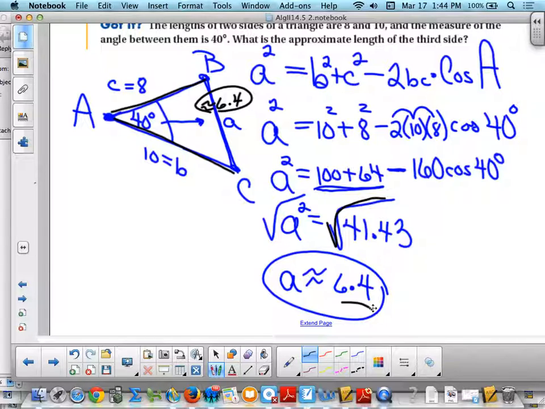Here's what I want to tell you though. You see all this work I did, from there to there to there? I can do that so much quicker. Do you know that your calculator knows to square this, then add them, then subtract this times this? It knows the order of operations. Could you have just punched this in right here? Everybody punch in 100 plus 64 minus 160 times cosine of 40. Just type it in.